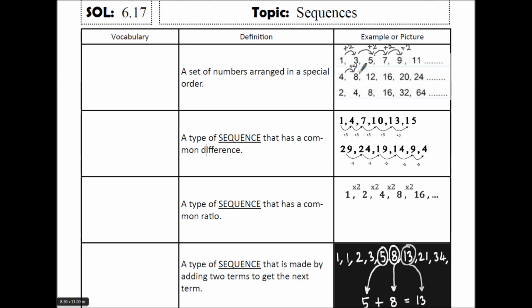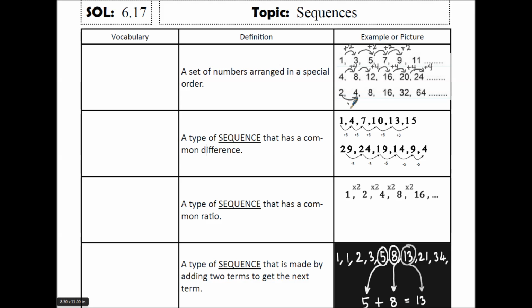To get from 4 to 8, we could add 4 more to get 12. 12 plus 4 would be 16, plus 4 more would give you 20, and plus 4 more we could get 24. And we keep on adding 4 in that pattern.